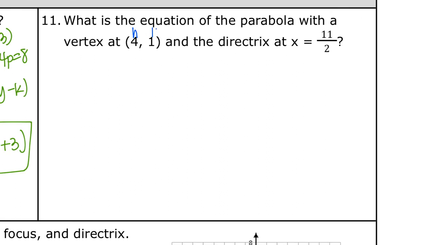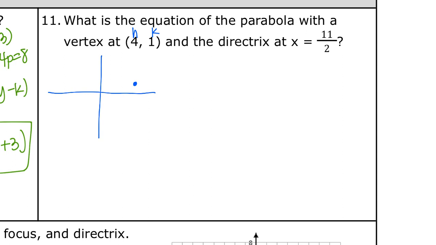But, so vertex is (h, k). I would suggest actually drawing this out so you know better what exactly is happening. So 4, 1, they're both positive numbers. That means that this is going to be in quadrant 1. So I'm going to estimate something like that.